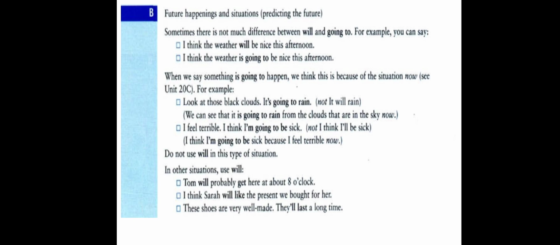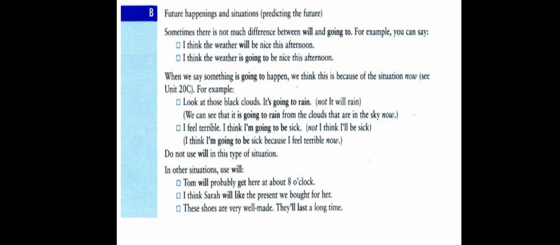I think Sarah will like the present we bought for her. Here another example. I think, this is my own opinion, this is my own point of view, depending on no evidence, without any evidence, without any truth now. I just say my personal point of view, my personal opinion. I predict, so I say Sarah will like the present we bought for her. So here I use will plus the base form like.